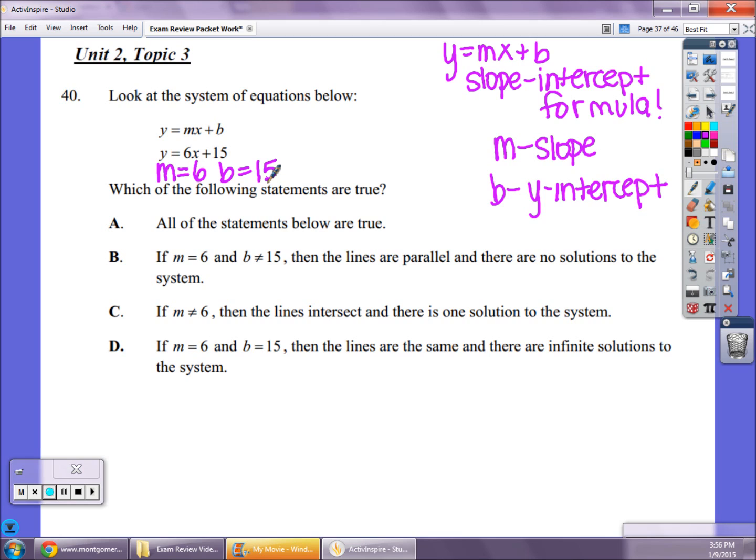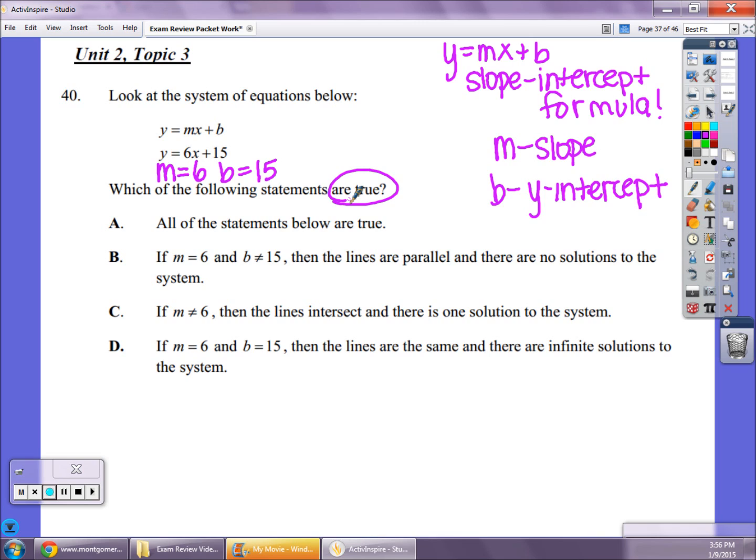Important information there. All right, let's look at our options. We have a multiple choice. Which of the following statements are true? Okay, so we want are true. All of the statements below are true. Well, let's read the statements below. If m equals 6 and b does not equal 15, then the lines are parallel and there's no solution to the system. Okay, so we have to define a couple of things.